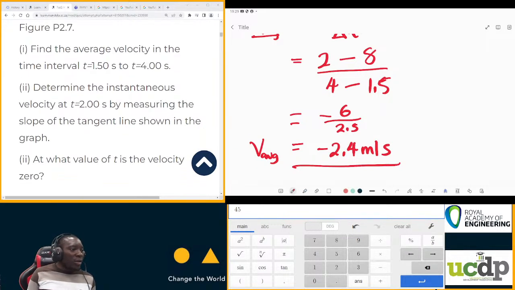The second part goes: determine the instantaneous velocity at t equals 2 seconds by measuring the slope of the tangent line shown in the graph.